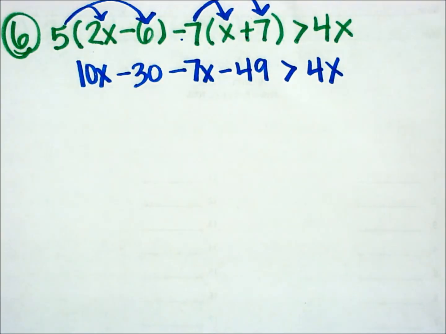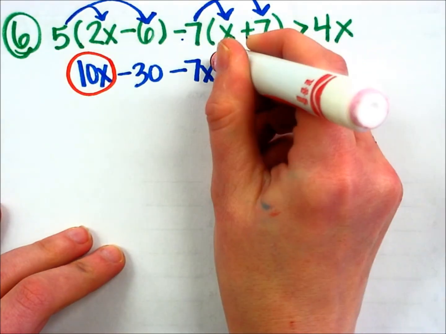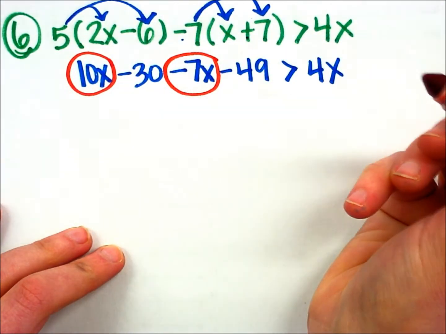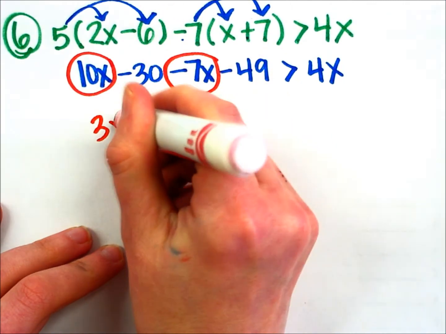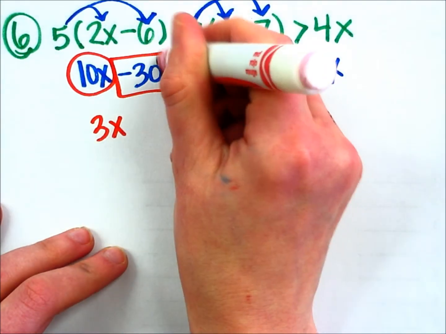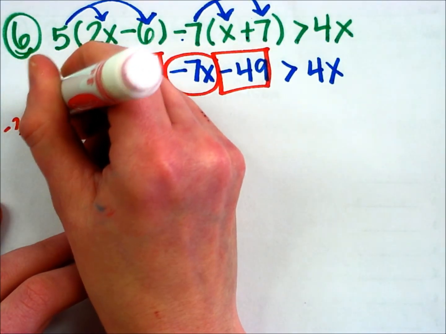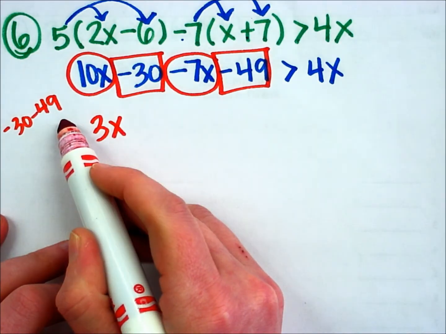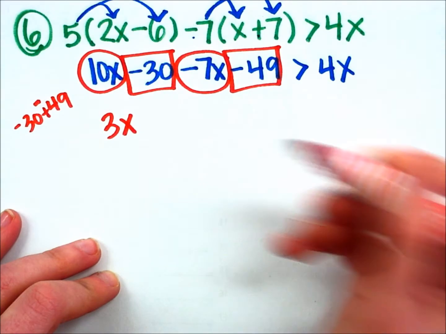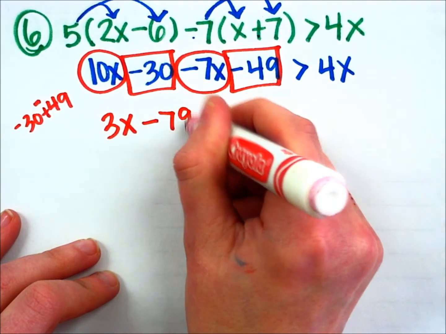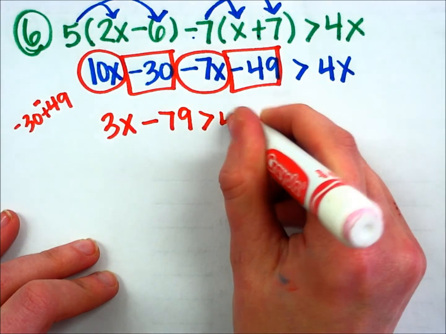Now look for like terms. Over here on the left, the 10x and the minus 7x are like terms. So 10x minus 7x is 3x. I also see I have a negative 30 minus 49. I think negative 30 minus 49. That's what I'm thinking. Remember, keep, change, change. So that would become negative 79 or minus 79. Bring down the greater than symbol and the 4x.